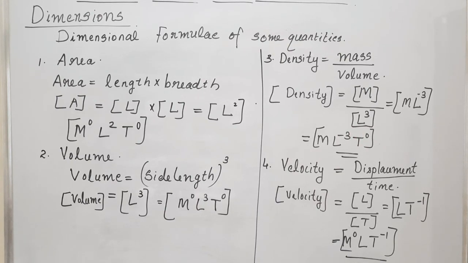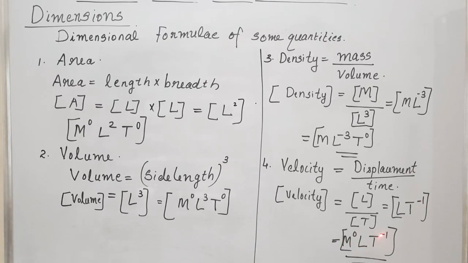Okay. Now fourth example, that is velocity. We know velocity is equal to displacement by time. Now what are the dimensions of velocity? We can write length by time. Displacement has the dimensions of length, and time is T itself. So L by T it is. So L T raised to minus 1. So M raised to 0, L, T raised to minus 1. So velocity has got dimensions 0 in mass, 1 in length and minus 1 in time.